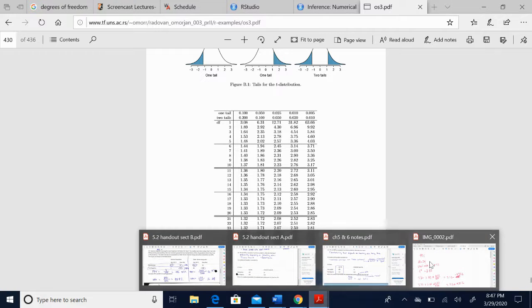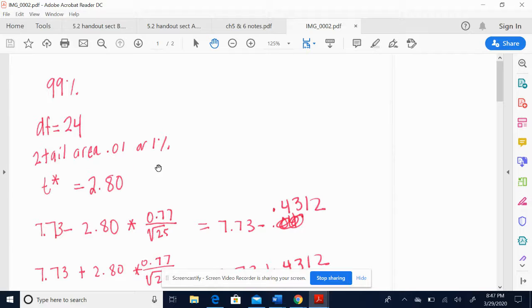Now, when I started calculating this, I wrote down the information that I had: degrees of freedom, the two-tail area and the T-star value. Of course, the X bar, the average number of hours of sleep from the sample, was still the same. The only thing that changed in the way I calculated it was I had to replace the T-star from the 95% to a new one with the 99%.